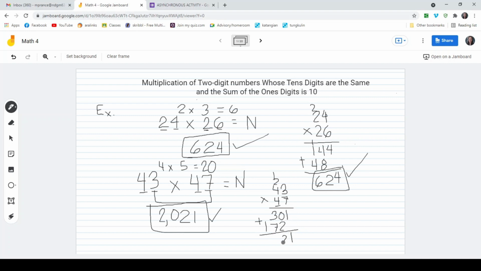0 plus 2 is 2. 3 plus 7 is 10. We regroup 1. We have 2. So the product is the same as our product that we got using the strategy of multiplication of two-digit numbers whose tens digits are the same and the sum of the ones digits is 10.